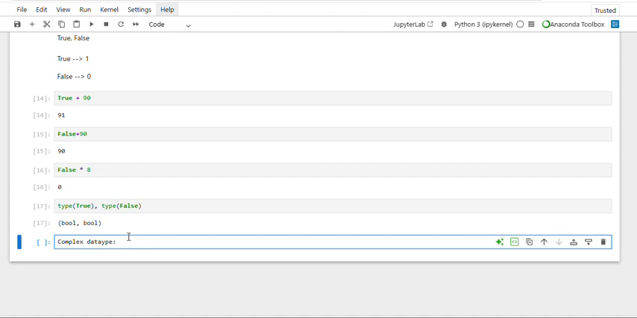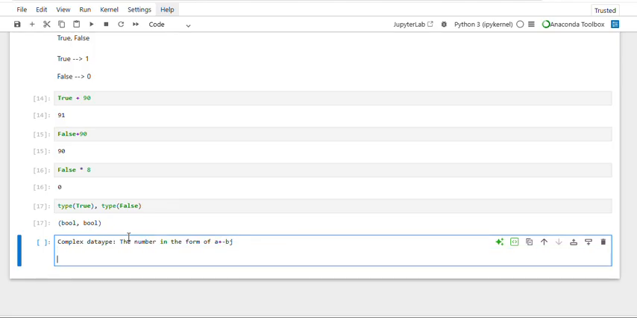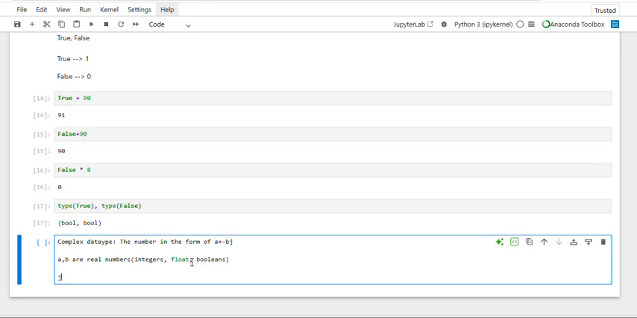The complex data type is nothing but a number in the form of a plus or minus bj. Here a, b are real numbers. What is meant by real numbers? Integers, floats, and you can even take Booleans as well. Not only integers and floats, even Booleans can be accepted. So these are called real numbers. Then j is defined as the imaginary number.